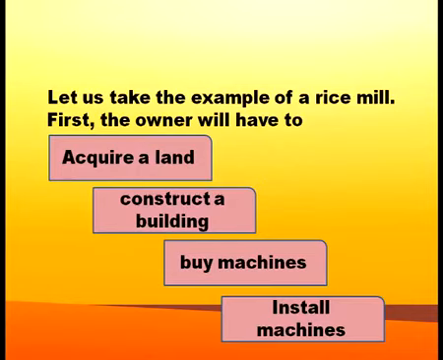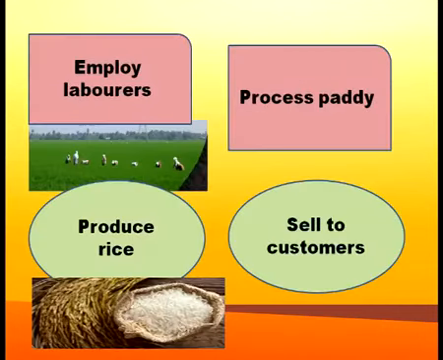He should acquire land at first. Then he should construct a building on that land. Then he should buy machines and install them in that building. Without laborers, no organization can function. So, the owner should employ workers or laborers. Then processing of paddy should be done in order to produce rice. After the production of rice, the owner can sell it to the consumers. So various activities are done by the owner of every business organization.